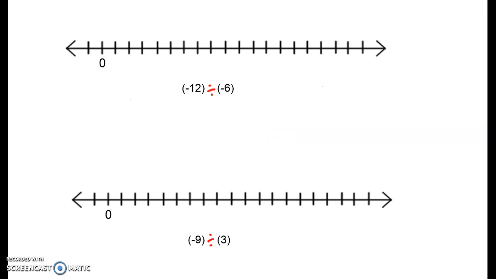Let's try this one. Negative 12 divided by negative 6. Two negatives, or the same signs, will make our answer positive. 12 divided by 6, 2. You're right. On the bottom, what sign will that answer be there? Negative divided by a positive. Different signs, the answer will be negative. 9 divided by 3 gives us an answer of 3.